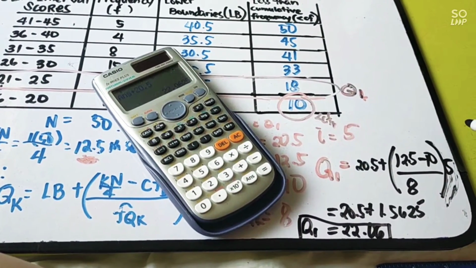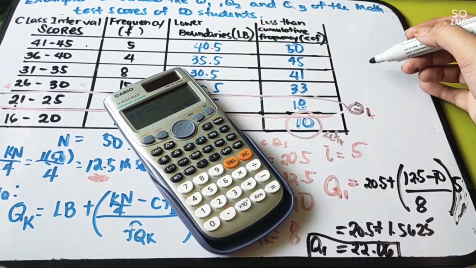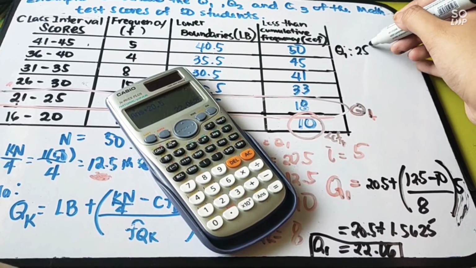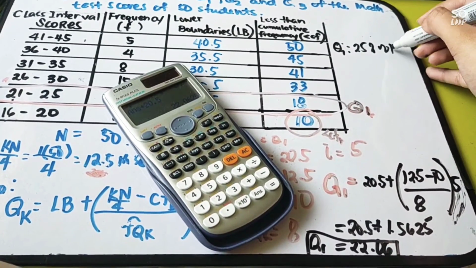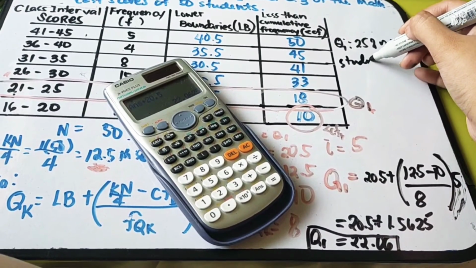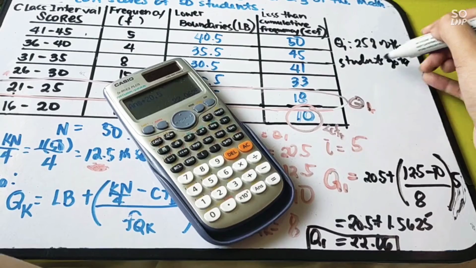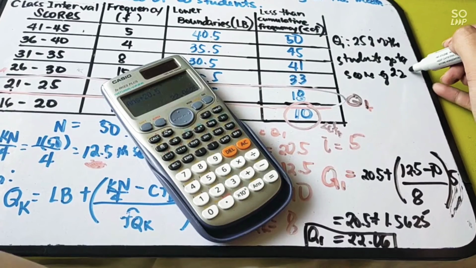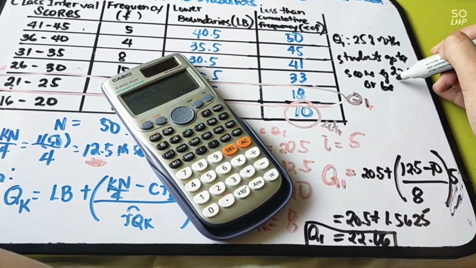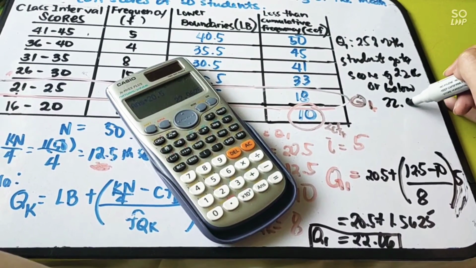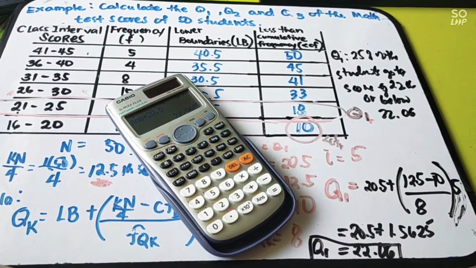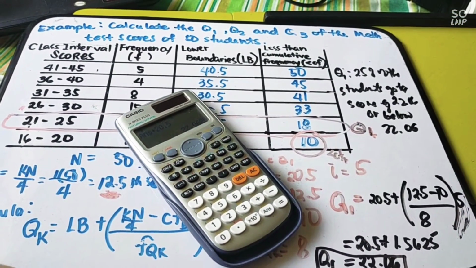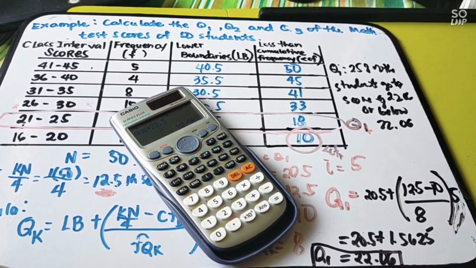Okay? So, if you are going to interpret this quartile 1, we have 25% of the students got a score of 22.06 or below 22.06. Did you get it? So that is how you are going to get the quartiles by using group data.